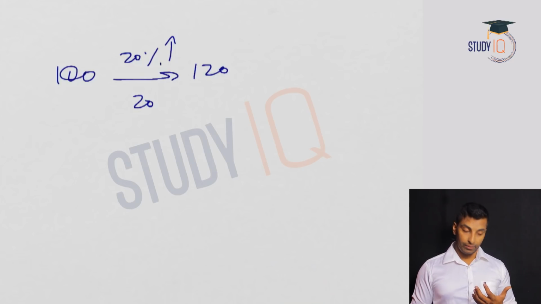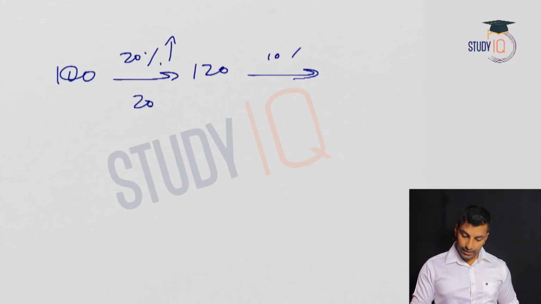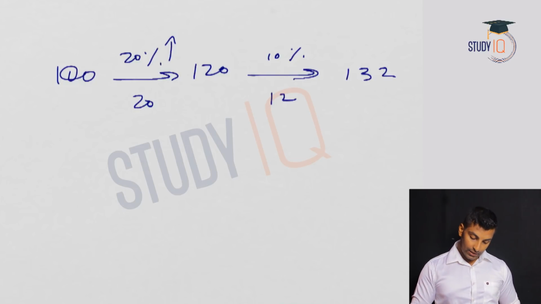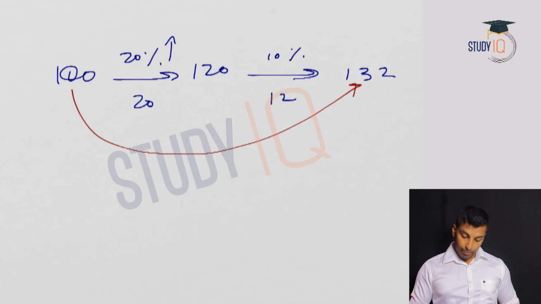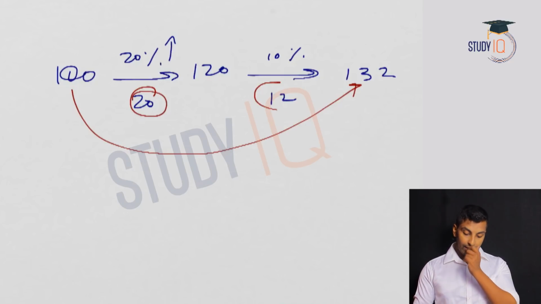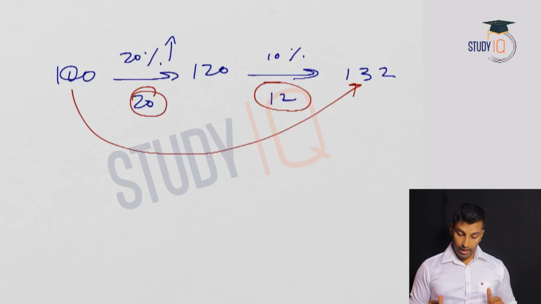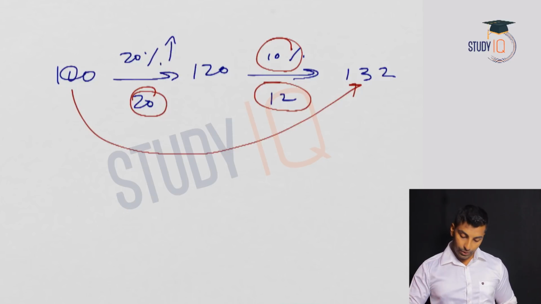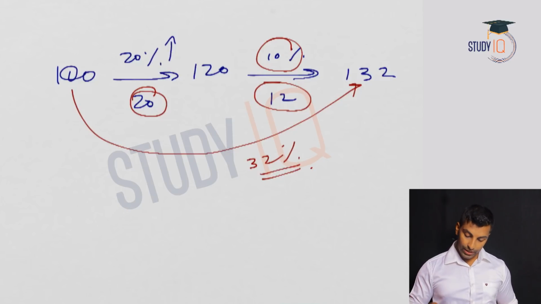Then we need to see the 10% increase. What is that? 10% of 120, not 100. So 10% of 120 is 12. If you add 12, you will get 132. Initially it was 100, now it is 132, because one is increased by 20% and the other is increased by 10%, and the effective value is 12. So 100 to 132 means a 32% change.